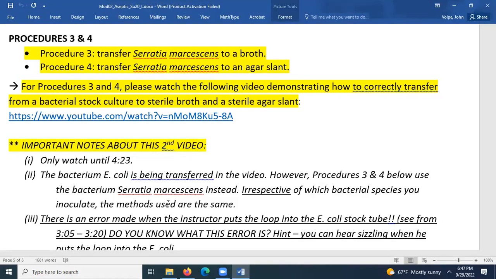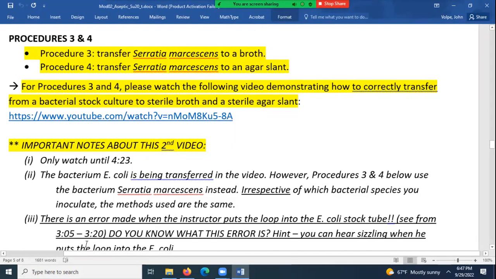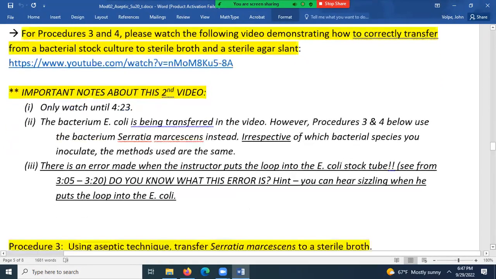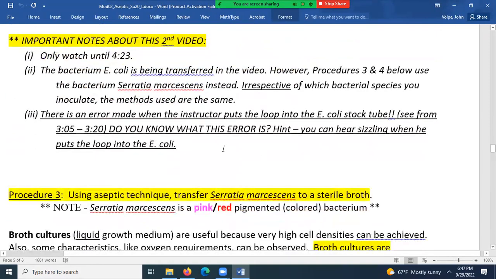There's an error made when the instructor puts the loop into the E. coli stock tube, and you can hear the error from 3 minutes and 5 seconds to 3 minutes and 20 seconds. You should look for that error. You'll hear a sizzling, and there may be a question about what is that error.